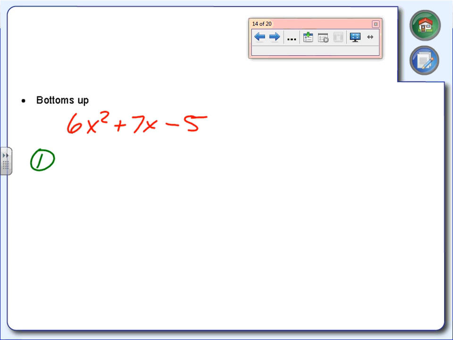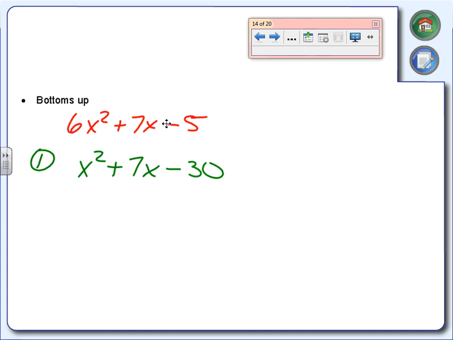Our first step is going to be to take this leading coefficient and this constant over here, in other words, the 6 and the negative 5, and we're going to multiply them together. So what do you get when you multiply a 6 times a negative 5? Negative 30. So I'm going to rewrite this as x squared plus 7x minus 30. 6 times negative 5 was negative 30, so notice I put that negative 30 over here at the end. There is no more 6 in the front.